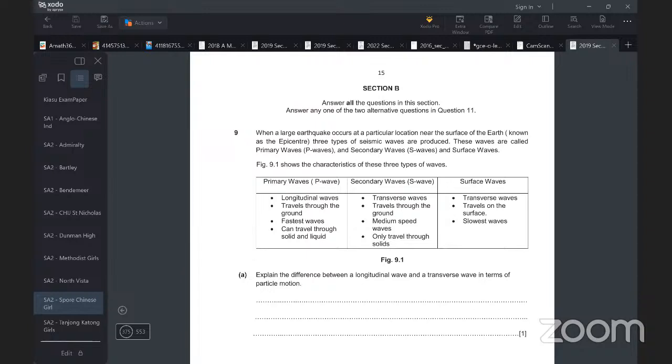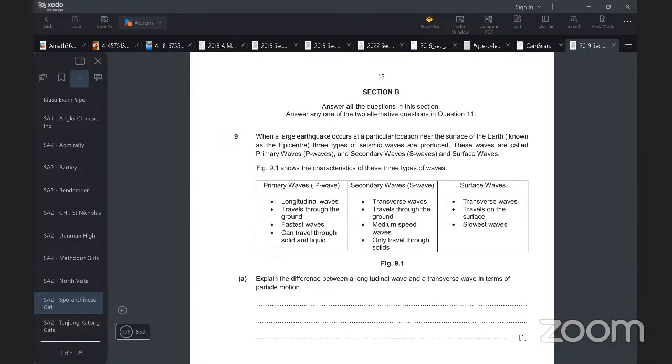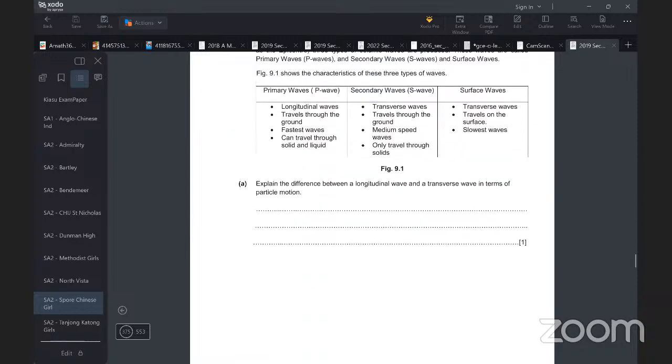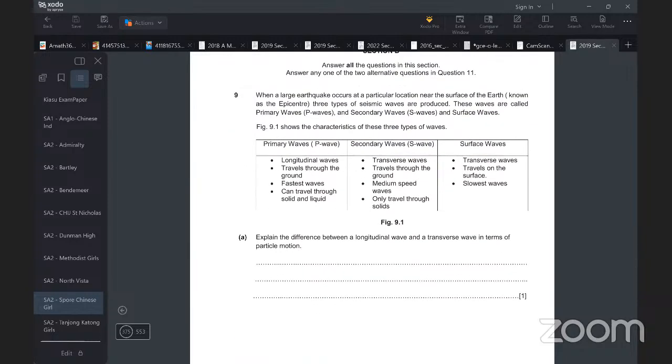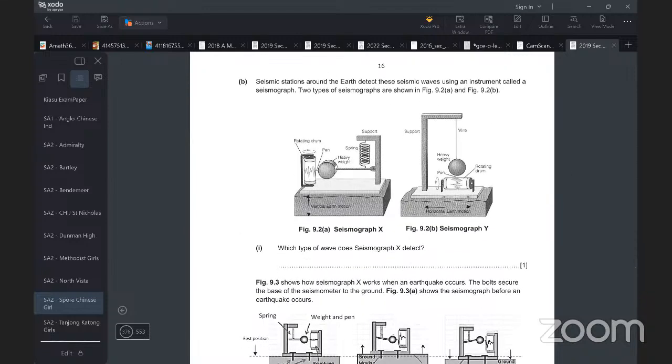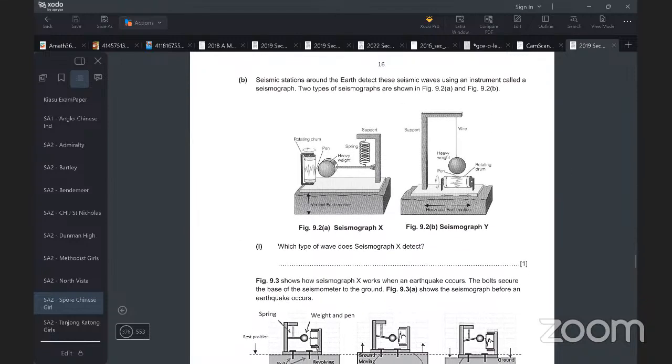Let's see whether section B in physics is like this. Have you heard about earthquake, primary wave, secondary wave, surface wave? Neither have I. Surprise. But at least the first question is not scary, right? Explain the difference between longitudinal and transverse wave. Okay, easy one, warm up. Oh my goodness, there's a seismograph. You are supposed to understand how a seismograph works.